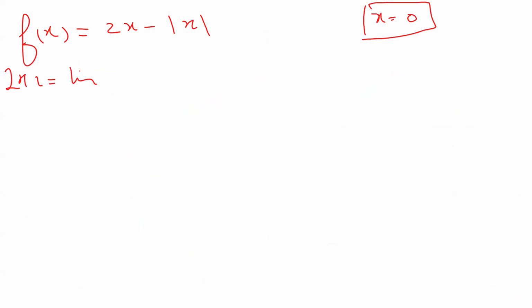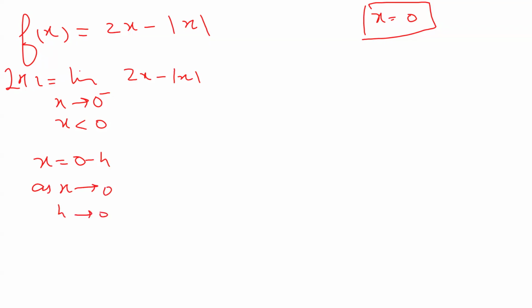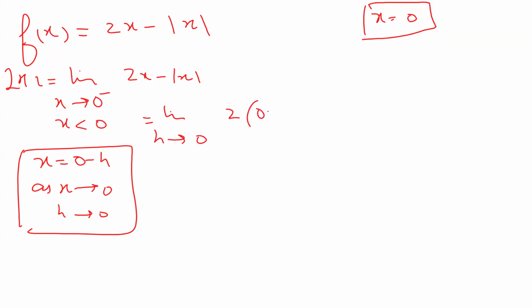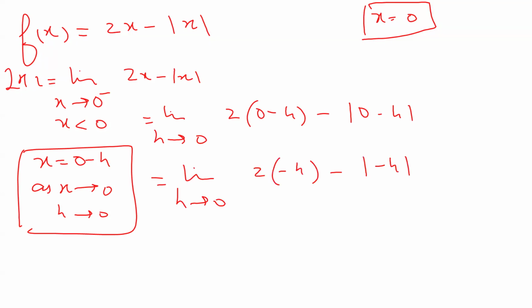LHL: limit x approaching 0 minus, x less than 0, 2x minus modulus of x. Let x is equal to 0 minus h. As x approaches 0, h will also approach 0. So this is equal to limit h approaching 0, 2 into 0 minus h minus modulus of 0 minus h. So 2 into minus h, minus modulus of minus h, which is minus 2h minus h, because modulus of minus h is h.